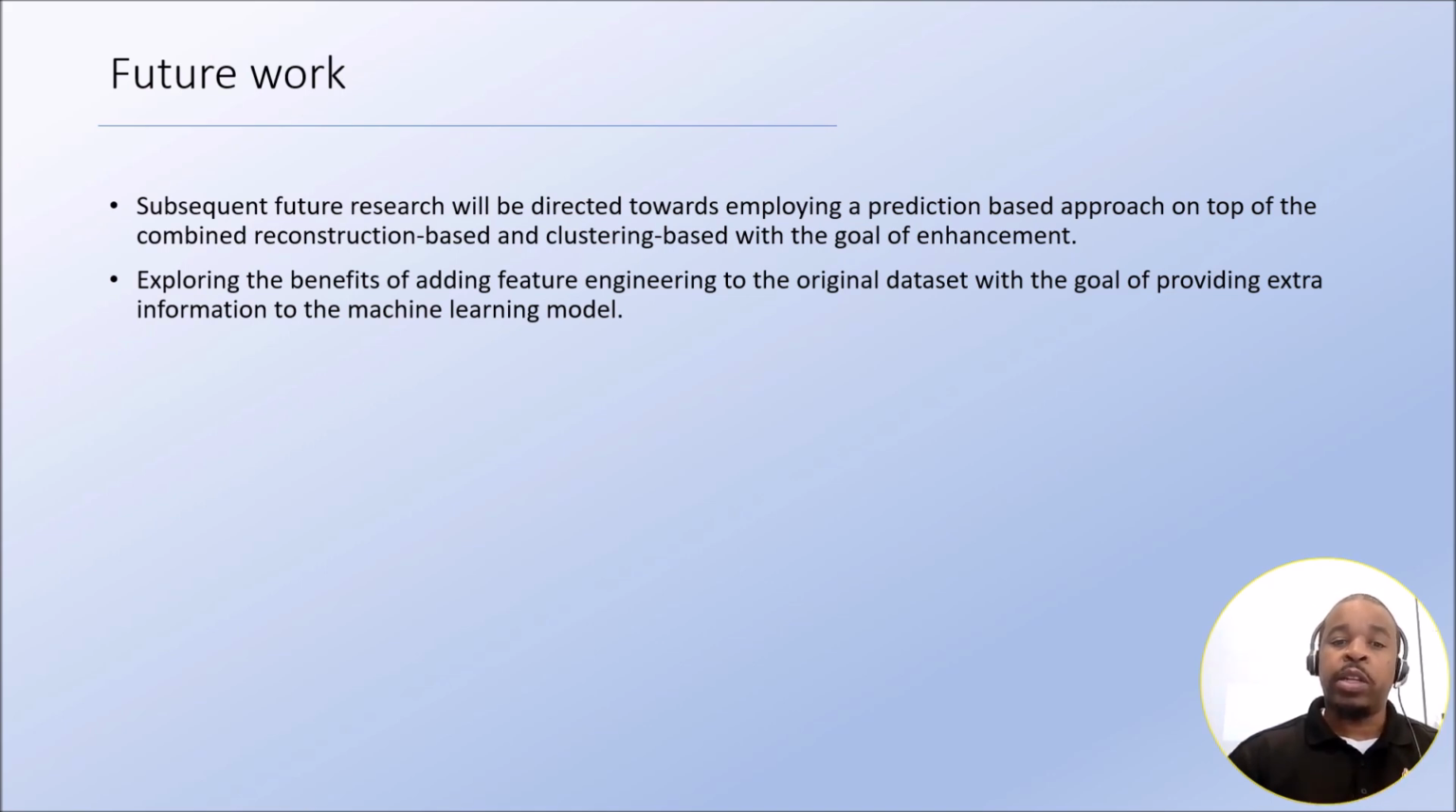Also, we're going to look at providing extra information by using feature engineering. So maybe we could take the average, maybe a rolling average of telemetry data, or maybe a rolling standard deviation, and this can help provide the model with even more information to determine what's an anomaly and what's normal.